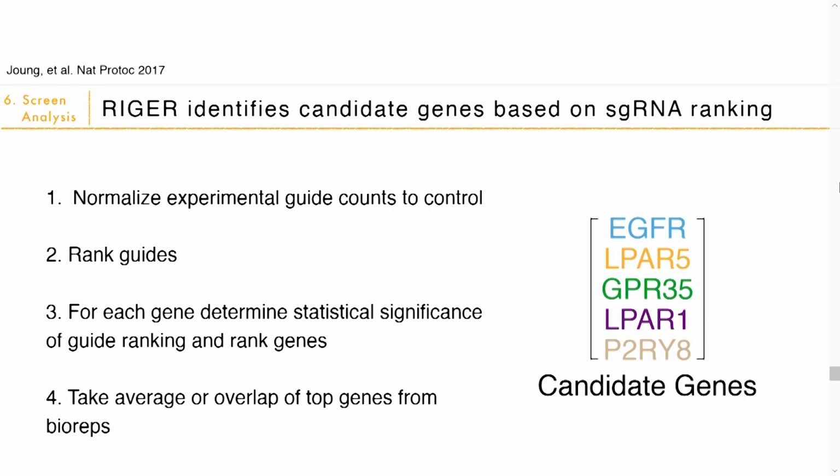Both of these methods will take each gene, look at all the guide rankings for that particular gene, and then calculate how enriched each particular gene is relative to random chance. And then looking at your bioreps, you would take either the average enrichment value or the overlap, and this depends on the person. Either one, both methods should produce very similar results in this case.